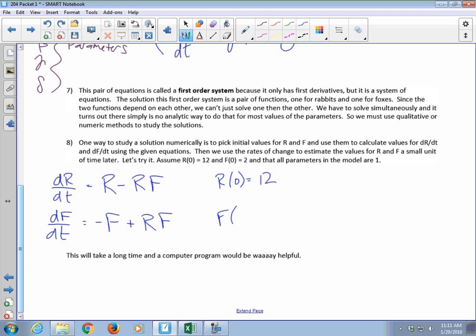And F of 0 is 2. So I now know a value of R and a value of F. I could plug those into my two equations for R and for F and get values for dR/dt and dF/dt. So that's what I'm going to do.